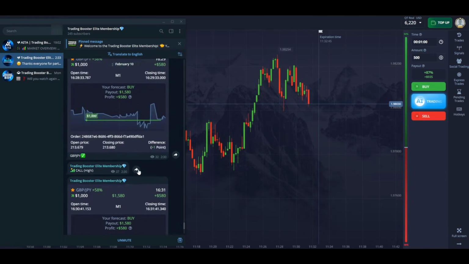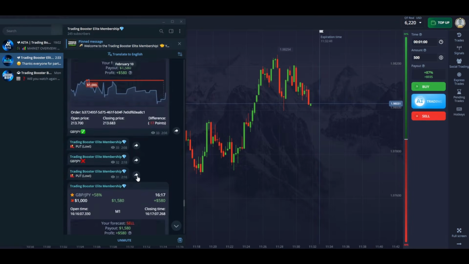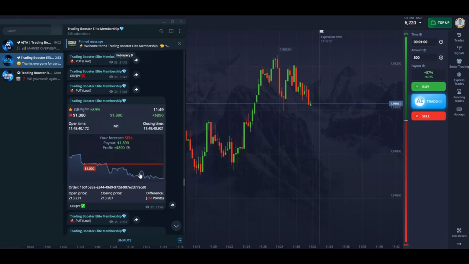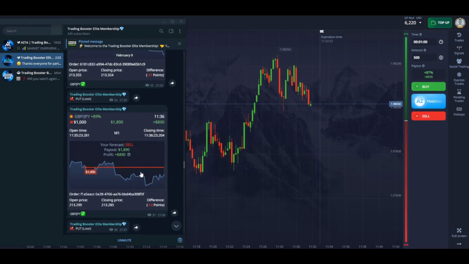So what actually happens here? We give 8 signals on a single currency pair, and we trade on that pair, providing signals for either upward or downward movement.